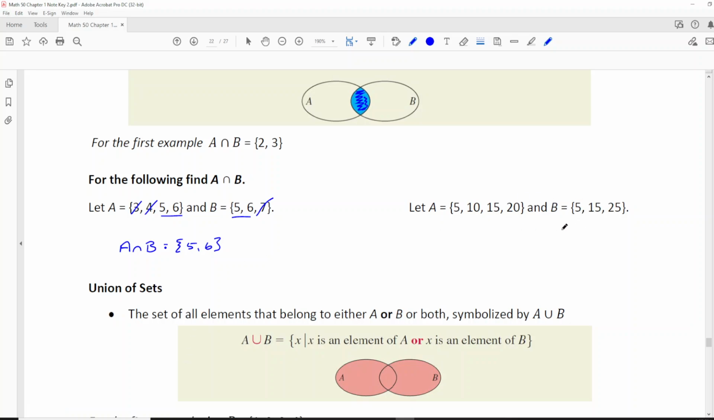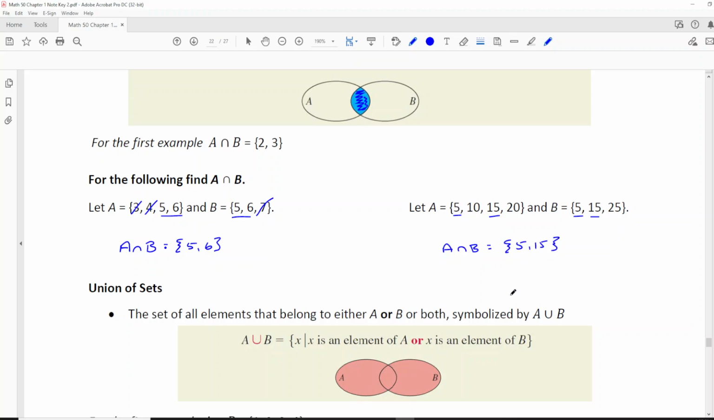All right, I want you to try it with these guys. So the numbers that satisfy A and B, you got your 5, you got your 15, and that's it. So it'd be the set of 5 and 15. So those are the numbers from the sets that satisfy A and B.